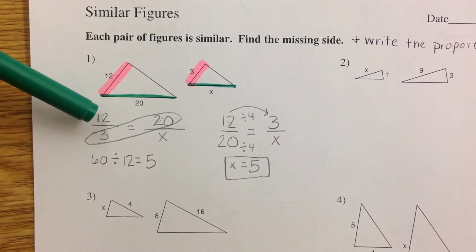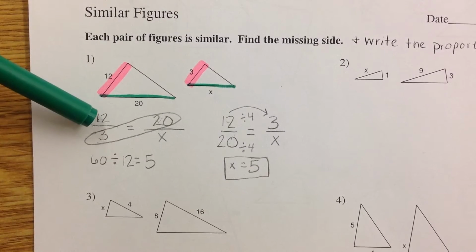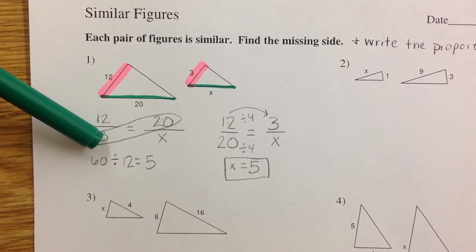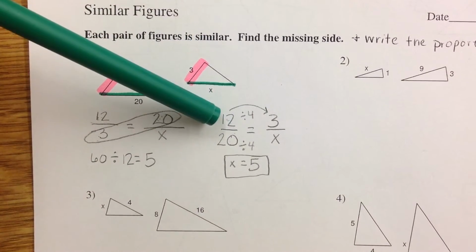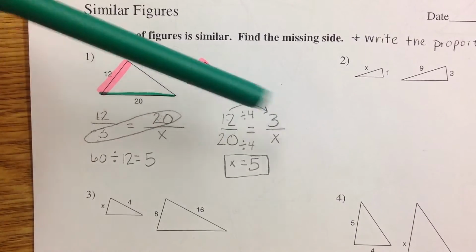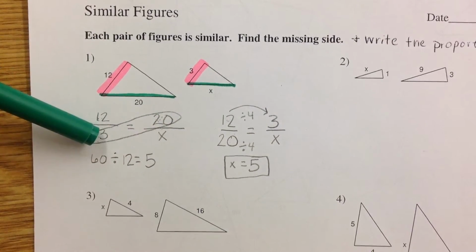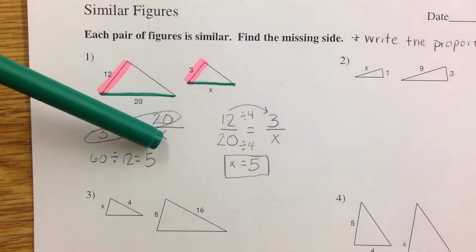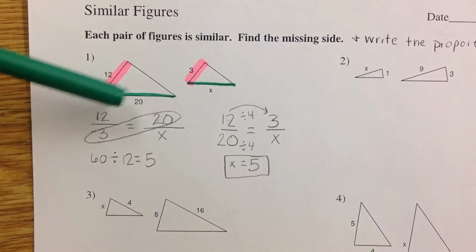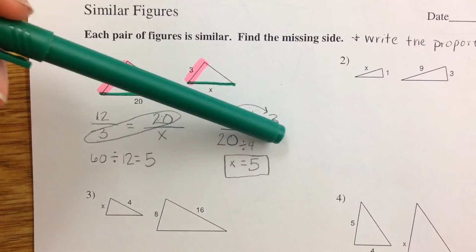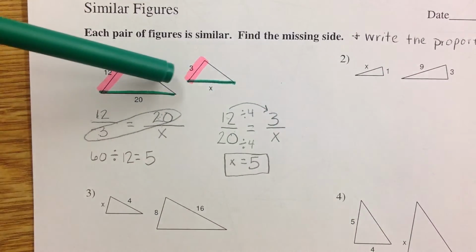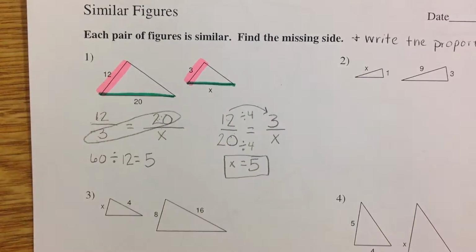When I set it up, you can do it one of two ways. I have 12 and 3 together here, 12 on top, 3 on the bottom, or you can set it up with 12 across from 3. Either way, they have to be in one of those two spots. Then I have that equal to 20 over x. 20 has to go on top because it corresponds with the 12. Over here, I have 20 and then x on the bottom too. They have to correspond, 3 with x, because they're both from the same triangle.